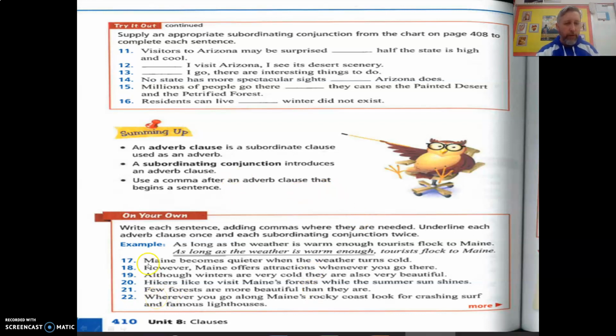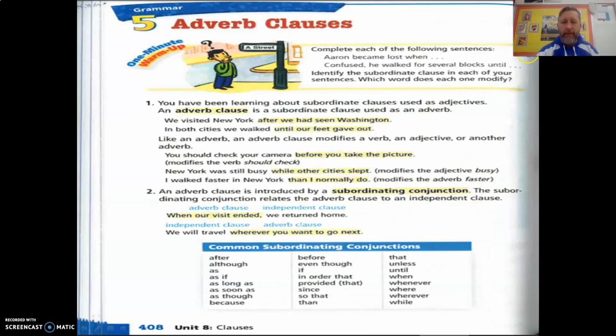And then 22, hopefully wherever smacked you in the face there, because it starts at the beginning. Wherever you go along Maine's rocky coast is your adverb clause. Okay, do you need a comma after it? You bet, because a subordinate clause is beginning this complex sentence followed by an independent clause. All right, so hopefully you're feeling somewhat comfortable enough to tackle this. Keep in mind that page 408 is going to be your friend, because it has that list of subordinating conjunctions.